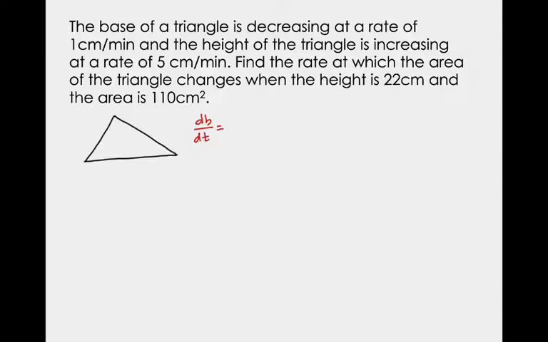All right, and our base is down here, the base of the triangle, is 1 centimeter per minute. And the height is increasing at a rate of 5 centimeters per minute. So the height, we would draw this dotted line, that's the height. So that's also a rate, so I'm going to say dH/dt is 5 centimeters per minute.